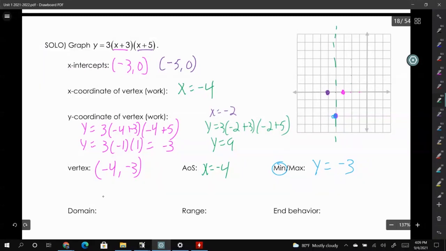So 1, 2, 3, 4, 5, 6, 7, 8. It'll be up here. And then we reflect that over. We're 2 away from the axis of symmetry, so we get 2 over. It would be there.